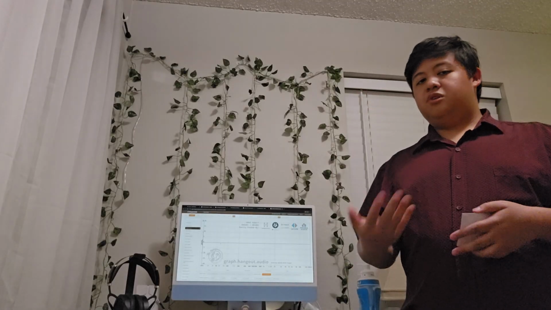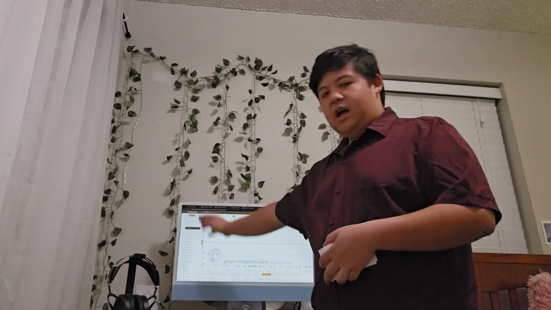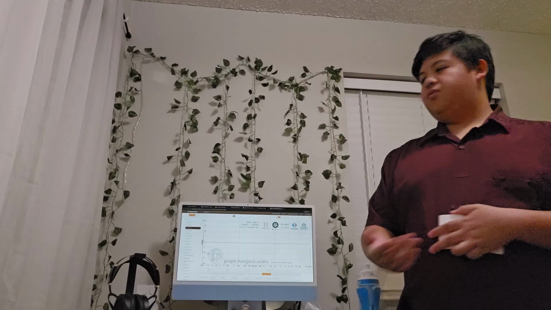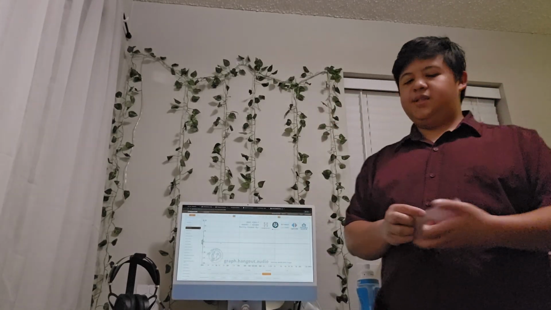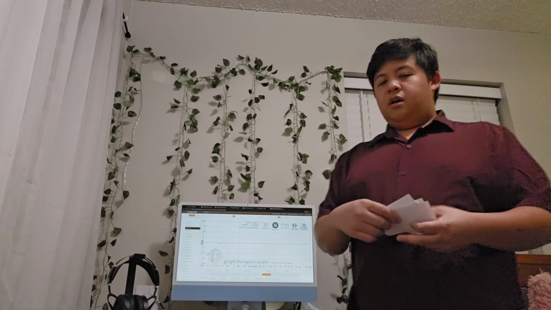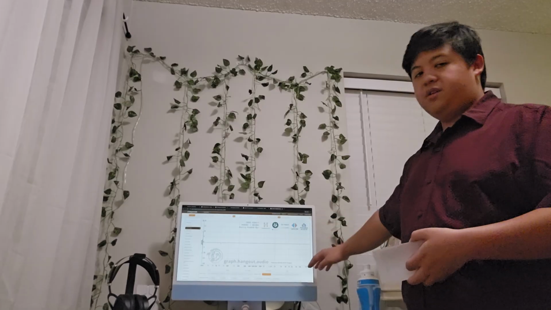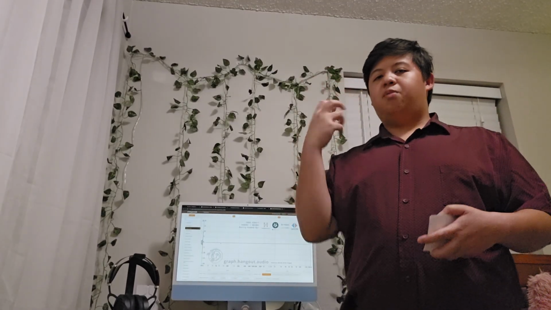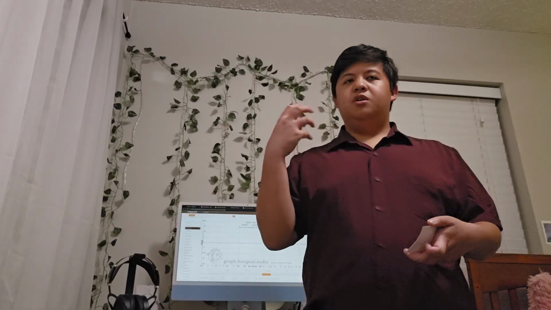Now, how do you read a frequency response graph? Right here on the y-axis, we have the volume or the level of the different frequencies. And then on the x-axis are our different frequencies. On our x-axis, we have frequencies from 20 hertz all the way up to 20,000, which is the audible spectrum, or that is the part of the sound spectrum that our ears are able to hear.